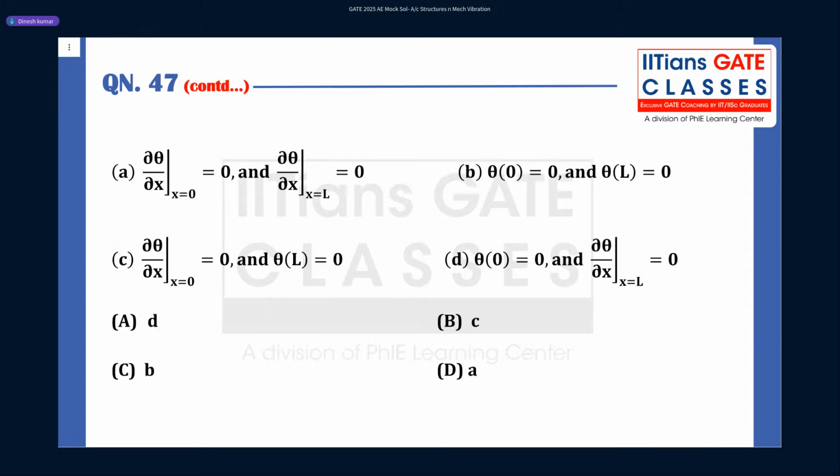So what is the correct answer? Look into the options. So we know theta at x equal to 0 is 0, and dou theta by dou x at x equal to L is also 0. So D is the correct answer. What is the correct answer, guys? You can see here option A is the correct answer. There are four options given. Is it clear to everyone? Let's move to the next question, guys.